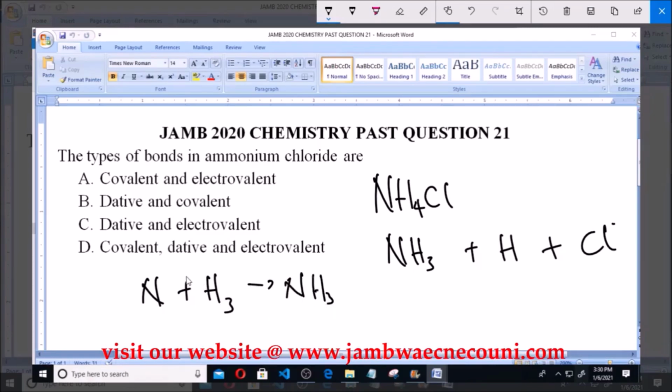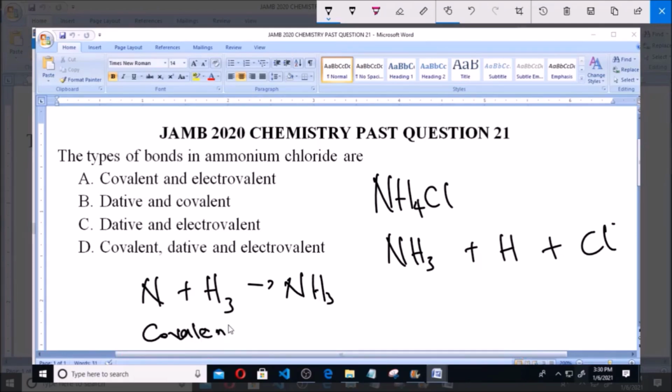Now the bond here is what we call the ordinary covalent bond, that involves the sharing of electrons between the 2 atoms. The electrons that are shared are actually donated by both atoms involved in the bond. That is, nitrogen will donate and the hydrogen atoms will also donate electrons to be shared, and we call it paired electrons.